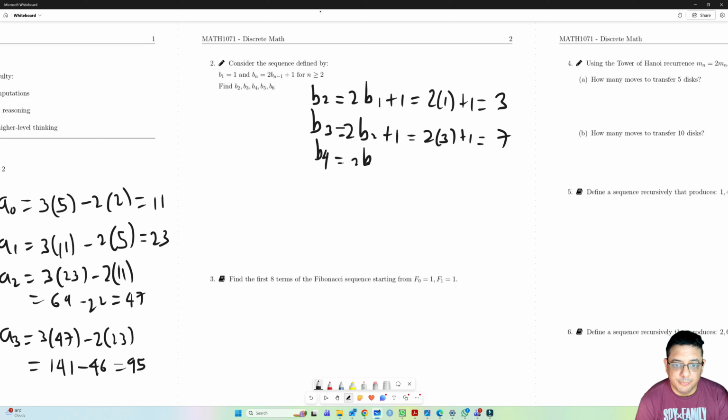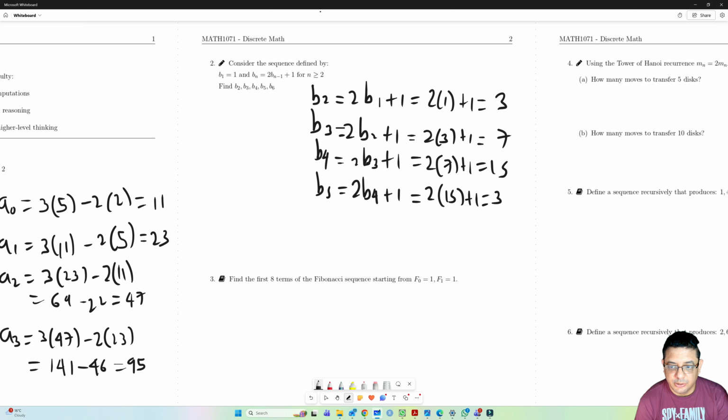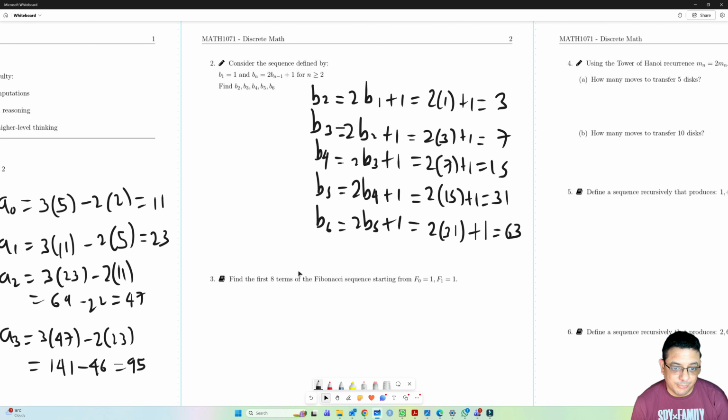b4 is 2 times b3 plus 1. And so now b3 is 7. So 2 times 7 plus 1, so 15. b5 is 2 times b4 plus 1. So this is 2 times 15 plus 1, which is 31. And b6 will be 2 times b5 plus 1, which is twice 31 plus 1. And this is 62 plus 1, 63. So as you can see, this is all about getting the previous value to get the next value.